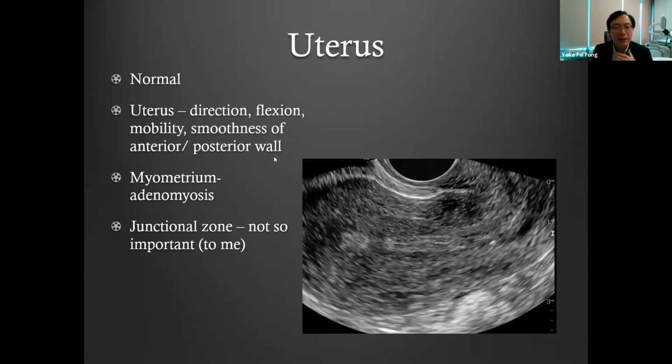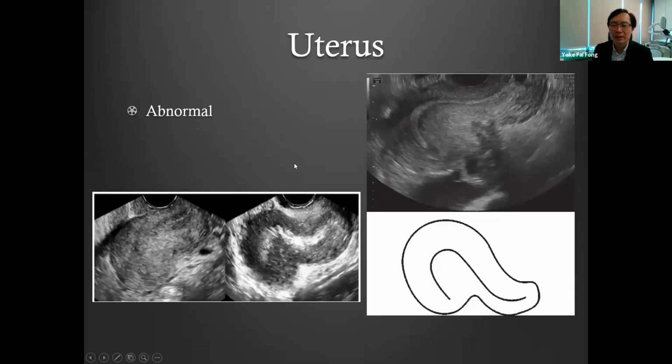Then we also look at the smoothness of both the anterior and the posterior wall, and by pushing against the uterus, you can see whether there's a sliding sign or not. Next we want to look at the myometrium for any signs of adenomyosis. Some people will look at the junctional zone, which is the zone between the normal myometrium and the endometrial cavity. There are some normal measurements, but for me it's not so important. I don't usually look too much into the junctional zone because I don't feel that it's that useful for telling me whether there's adenomyosis or not, because there are stronger signs that tell me.